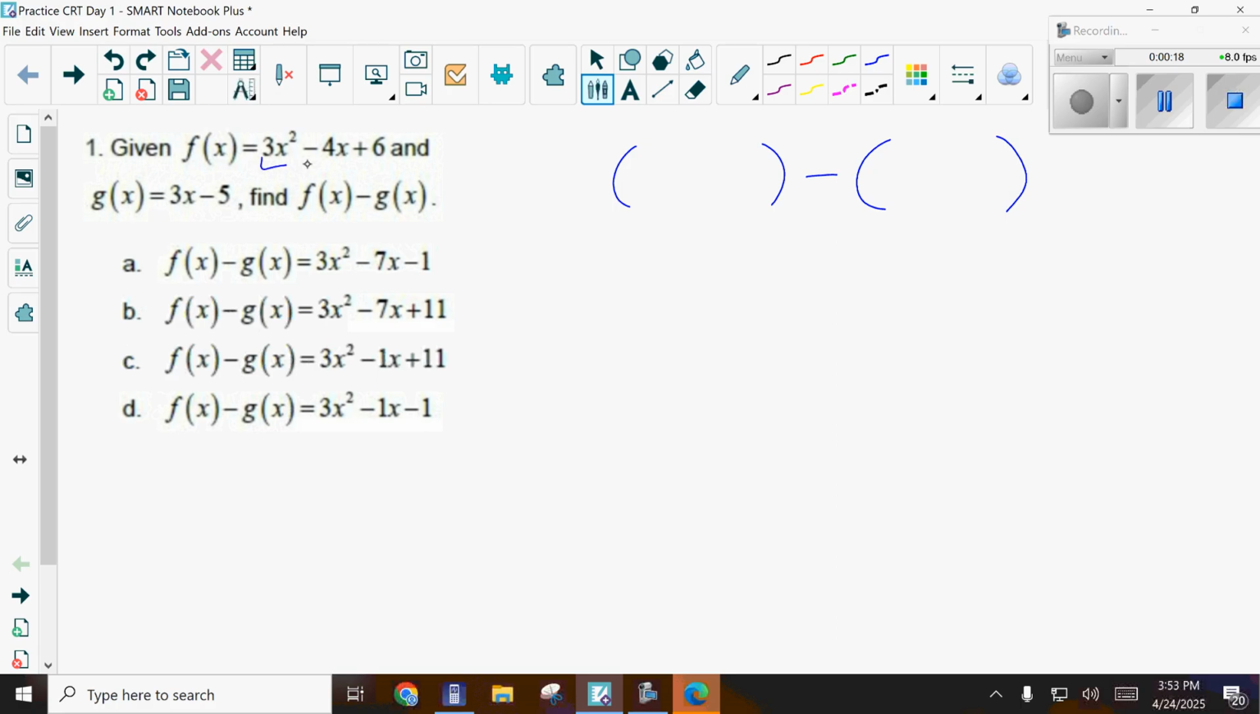F of x is equal to 3x squared minus 4x plus 6. And then your g of x, which has to go second according to the instructions, would have to go in here. So 3x minus 5. Now both of these parentheses have a 1 in front. And what we have to do with the 1 is we have to multiply it into the parentheses so that we can clear all parentheses. So we'll have 3x squared minus 4x plus 6.